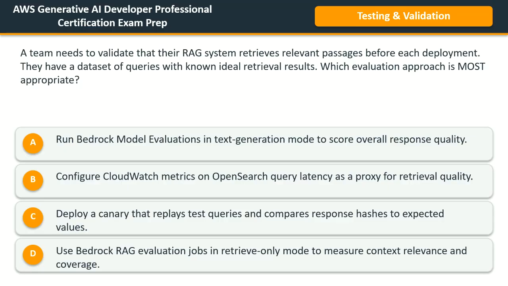Option C compares response hashes. Generative systems do not produce deterministic text. Semantic correctness cannot be validated with string hashes. For RAG validation on the AWS exam, if the question says validate retrieval, use retrieval-only evaluation. The correct answer is D.